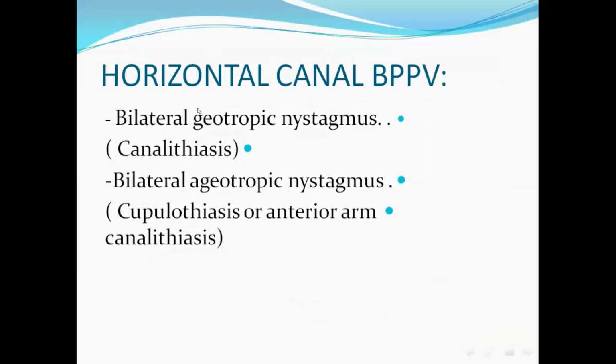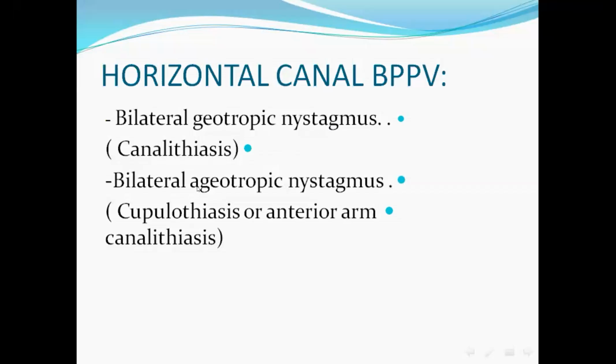To diagnose horizontal canal BPV, if you see bilateral geotropic nystagmus, which means that the nystagmus is present bilaterally in both positions in the supine roll test, and it beats towards the ground, the lowermost ear, in both positions. Here you will have canal lithiasis, where the crystals, the otoliths, are present in the posterior arm of the horizontal canal.